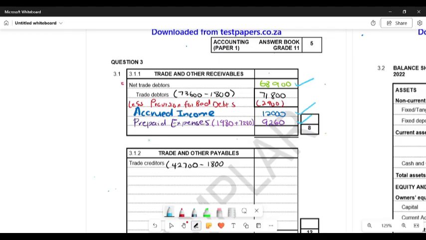This would be equal to 90,160. All right, and this is your balance at the end for your trade and other receivables. Let me just use a visible marker here.